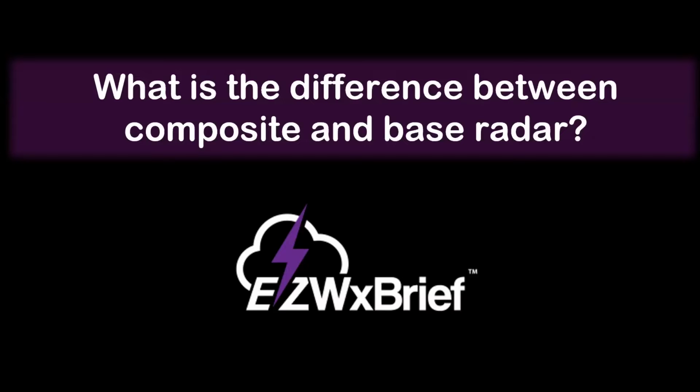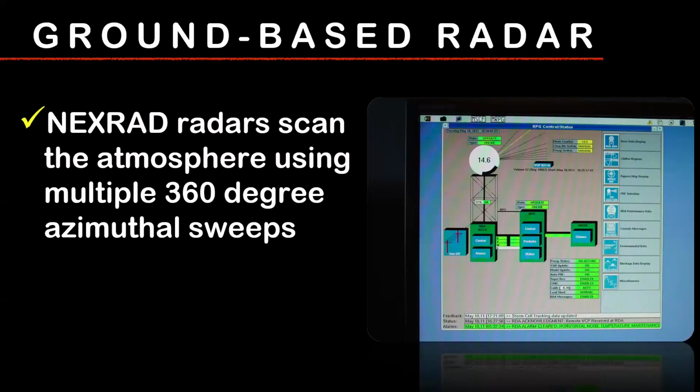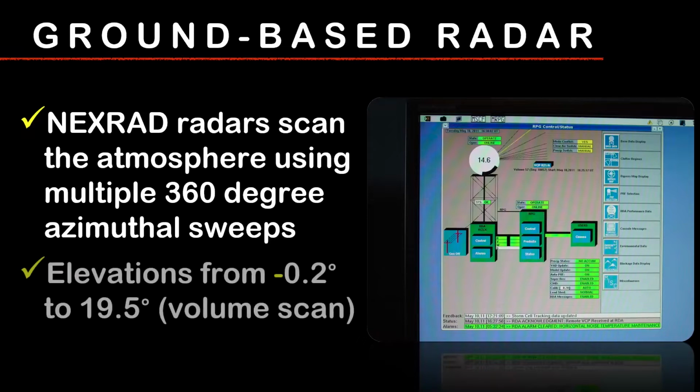So what's the difference between composite and base radar? Again, a very common question I get. Well, the NEXRADs basically scan the atmosphere using 360-degree sweeps, multiple sweeps around from elevations as low as negative 0.2 degrees all the way up to 19.5 degrees. We call that a volume scan through all those.